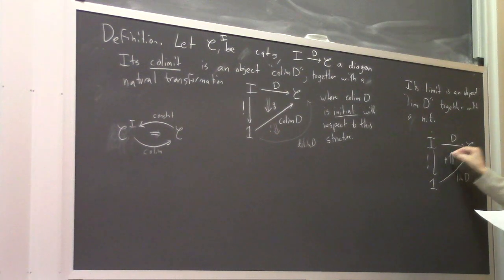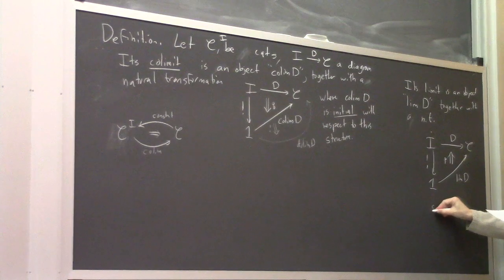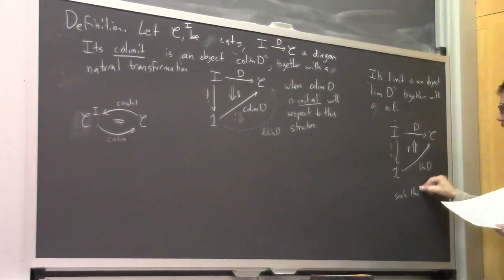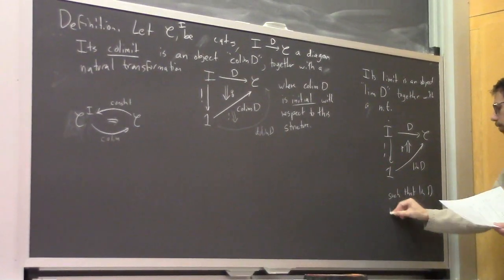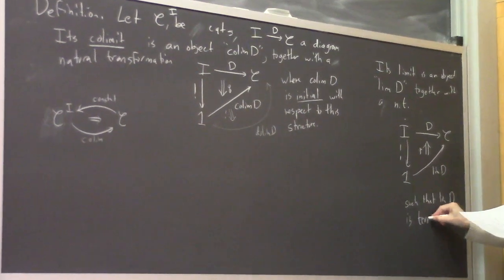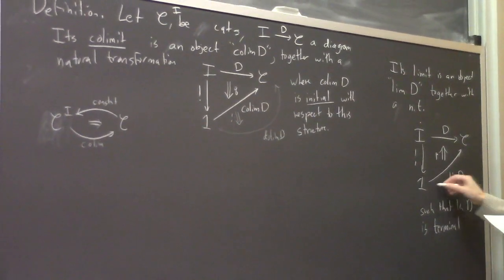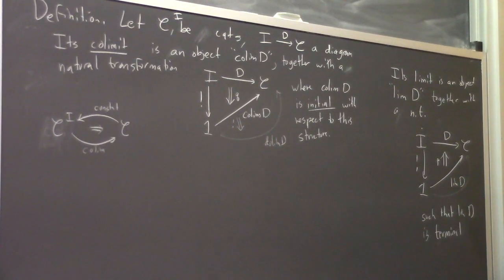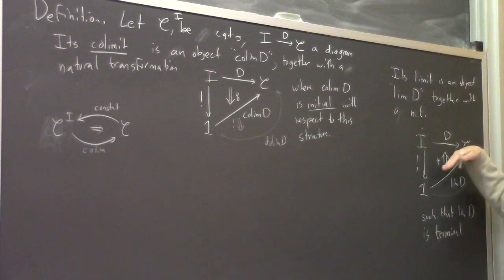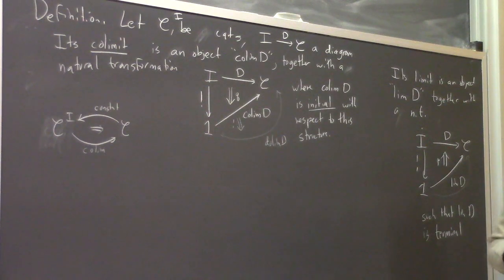So we have this P map, and it's final, such that lim D is final, or terminal. So if someone comes and gives us another object with a map from that to D, we will be able to factor theirs through ours. We're the universal gatekeeper, we're the closest one. We're the closest one to D that factors through the one object, category 1.